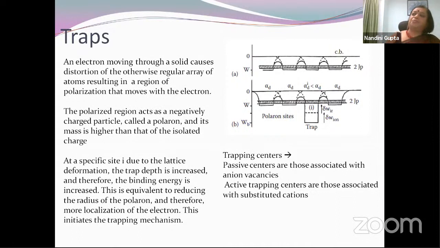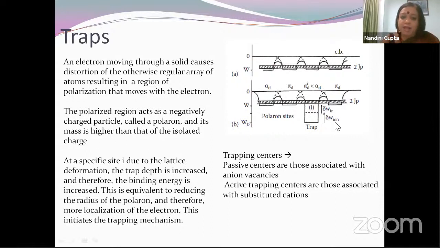Similarly, there might be deep traps. Deep traps are, of course, energy levels which are much lower, closer to the valence band. They are far from the conduction band. So obviously, if an electron is trapped in a deep trap, it will need more energy to be able to come out into the conduction band. So this is the difference.